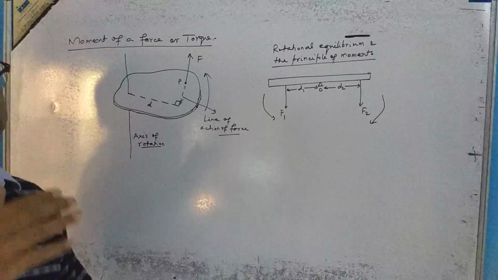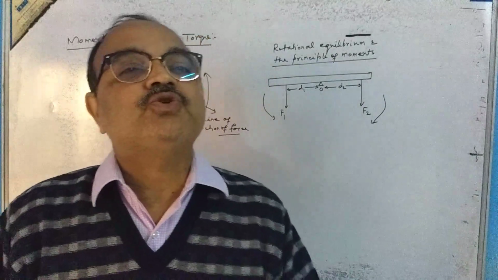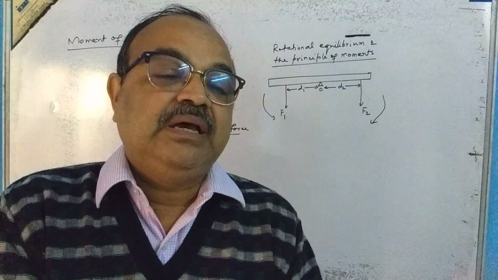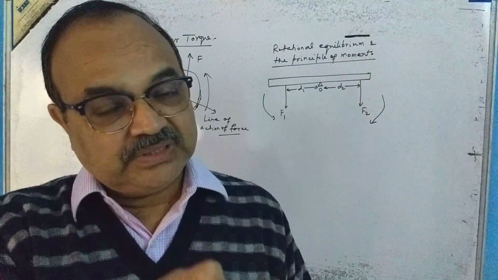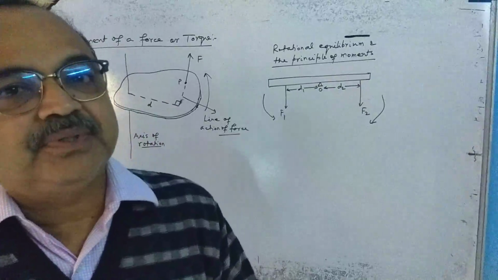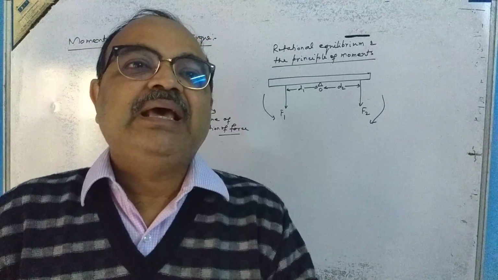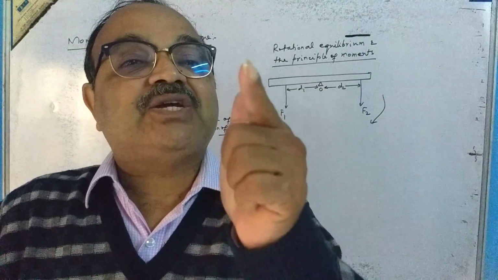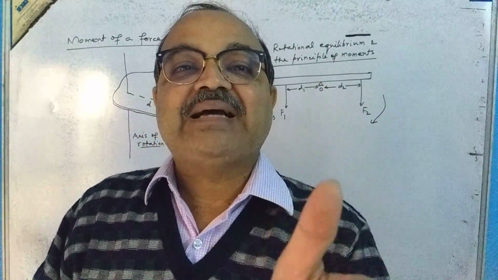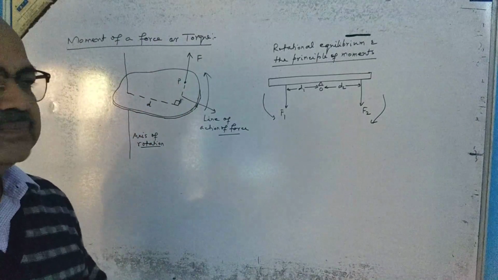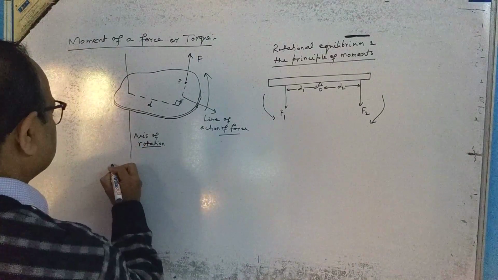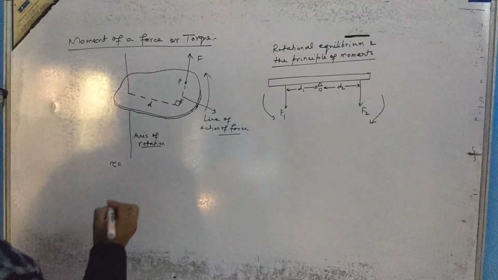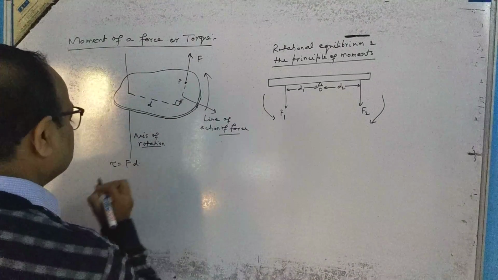The moment of the force or the torque is defined as the product of the magnitude of the force and the perpendicular distance between the line of action of the force and the axis of rotation. According to this figure, tau is the notation for the torque or the moment of the force. That should be F into D.